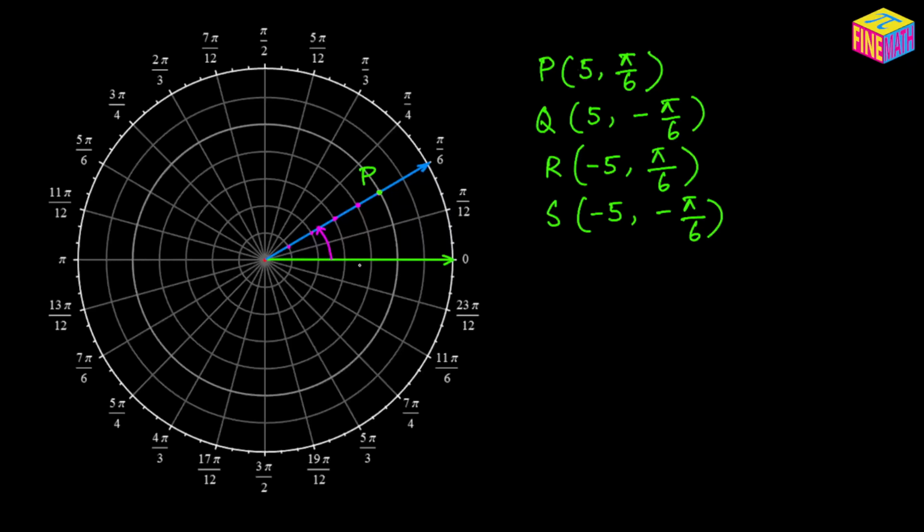Why? Because it's a positive rotation of pi over 6 and then positive 5 units, which means along the ray from the pole. So from the pole along the ray we have counted 1, 2, 3, 4, 5. So that's the position of P.